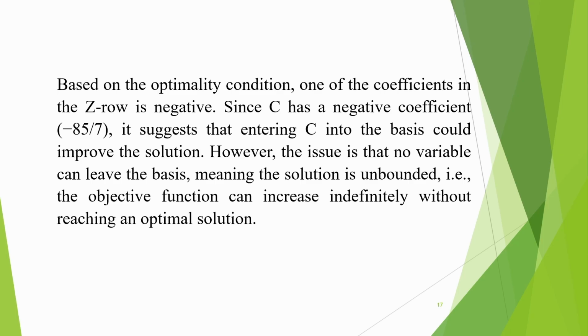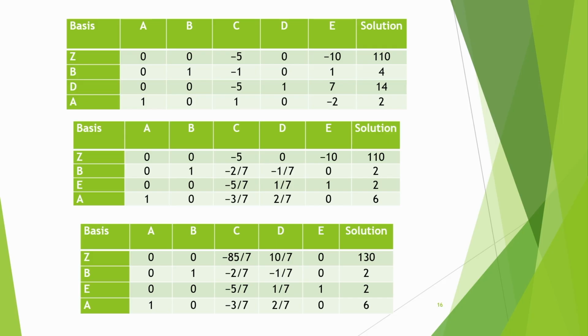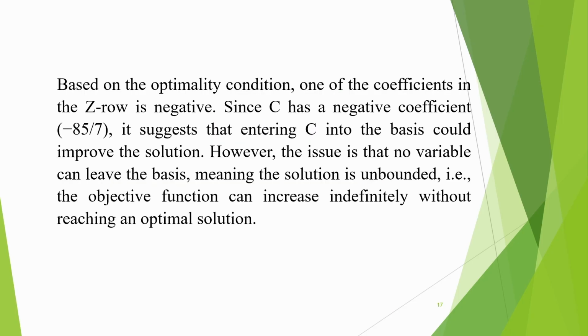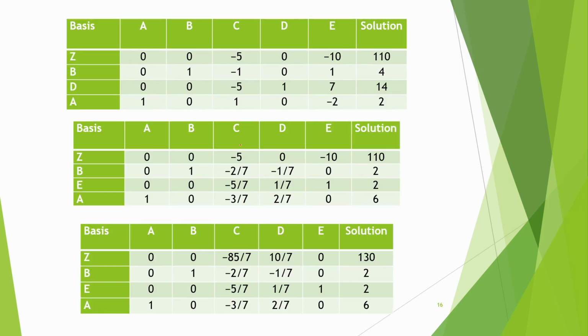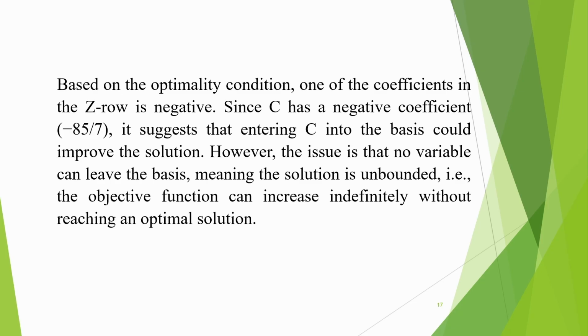So based on the optimality condition, one of the coefficients in the Z row is negative. Since C has a negative coefficient, it suggests that entering C into the basis could improve the solution. Okay. However, the issue is that no variable can leave, meaning the solution is unbounded. So what is the problem here at this stage, that now C's coefficient is negative, but everything here is basically negative, all the coefficients. So by ratio test nothing can go. So therefore you conclude that this problem is unbounded, and therefore this cannot obtain the solution.